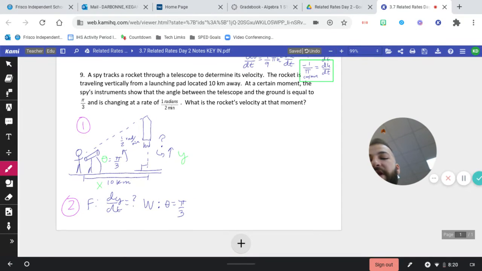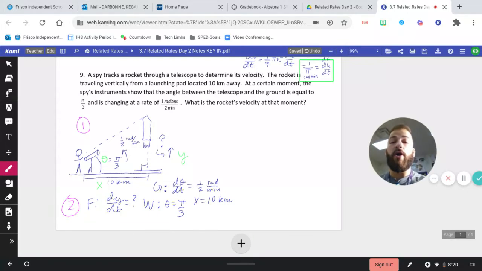Other given information that we have: we also know that d theta/dt, the rate the angle is changing, is equal to 1/2 radians per minute. Any other information? We know x is equal to 10 kilometers. If we wanted to, we could solve for y, but let's hold off, because for all we know, we could end up not having to solve for y. So don't do more work than you have to.